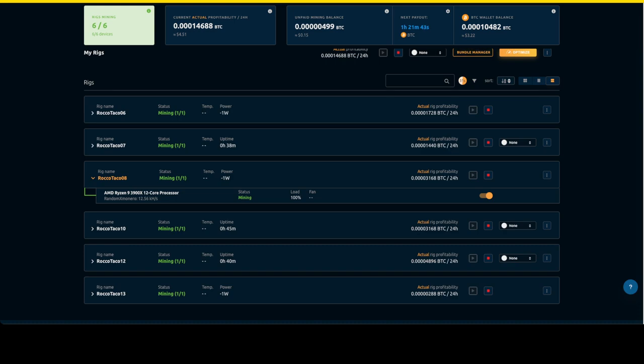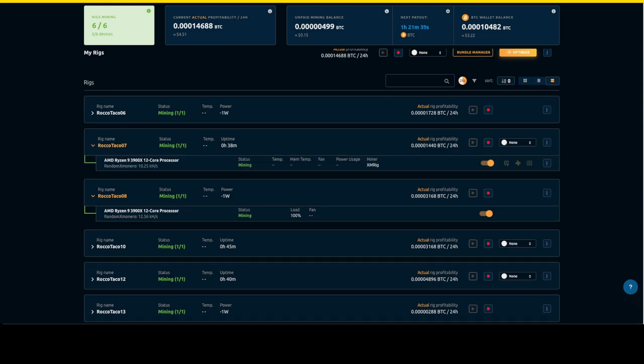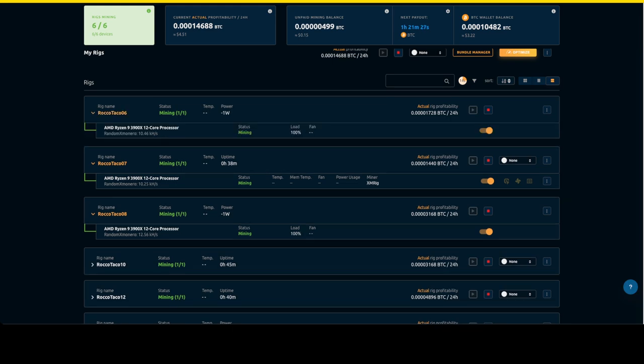Let's see, what else do we got? Rocco Taco 7. Same thing. See, this one is running at a lower rate. And let's see what 6 is running at. These are all 3900Xs, right? And this is 10 point something. So these two are similar, and they're about the same BTC. But look at this one running at 12.56. I need to figure out why, because it's the same. It is the actual same CPU.